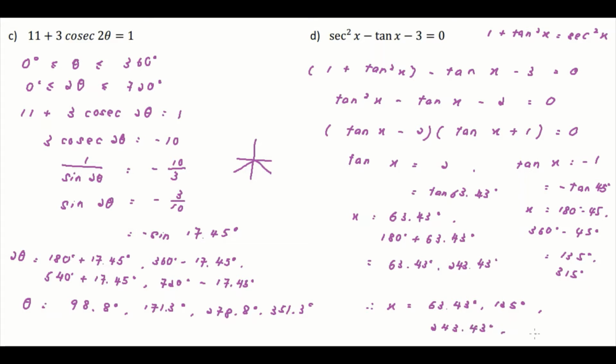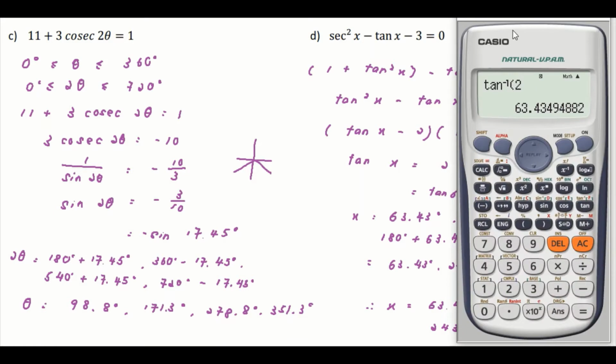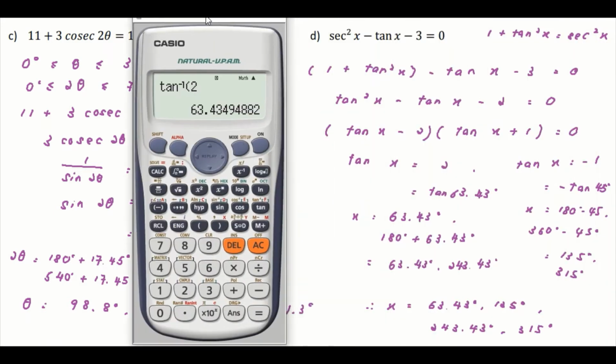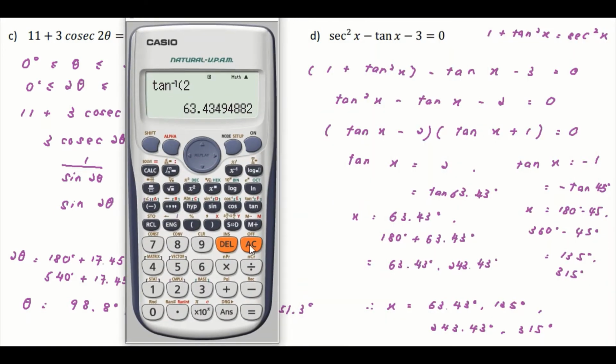243.43 and 215. Of course, for these two, if you want, you can try to change it to three significant figures. The same thing, if you are using your calculator, you can use it to check as well. So secant here is 1 over cos. Let us try out 315.